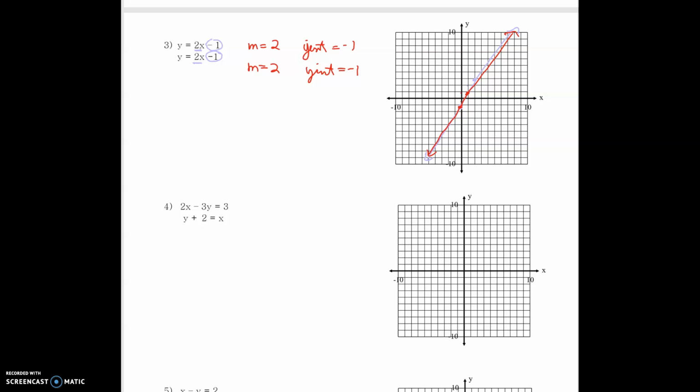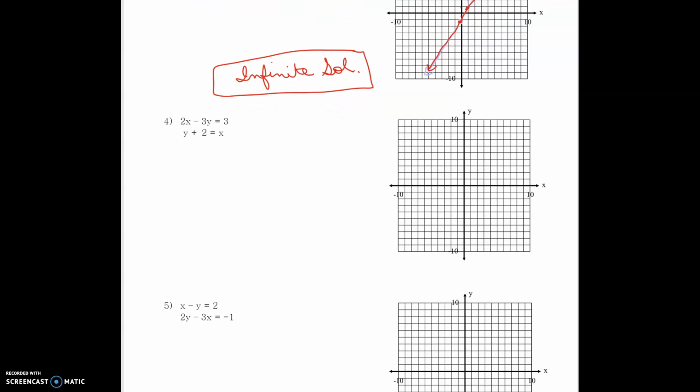So infinite solutions. So I know some of you are like, yeah, well, I can tell that by just looking at the equations. I know you can because you guys are brilliant, but what I need you to do is prove it to me. So I need you to graph that line. So last one. Oh, sorry, 2 more.